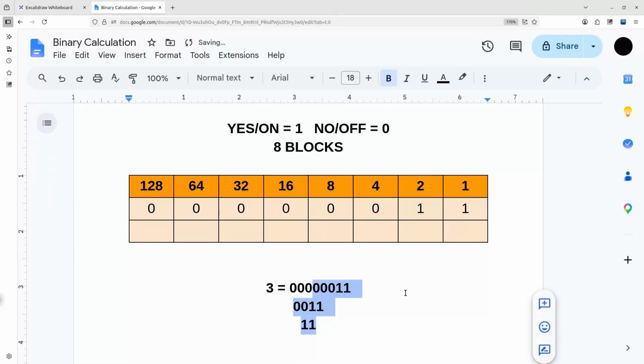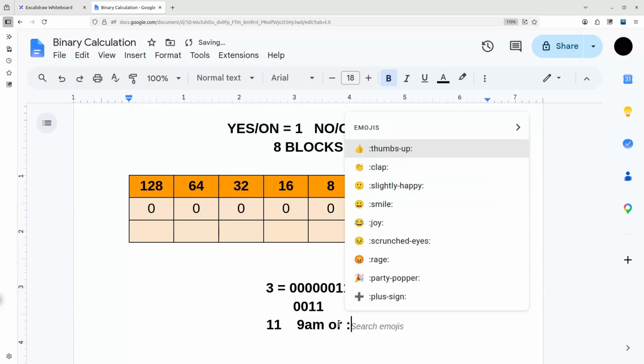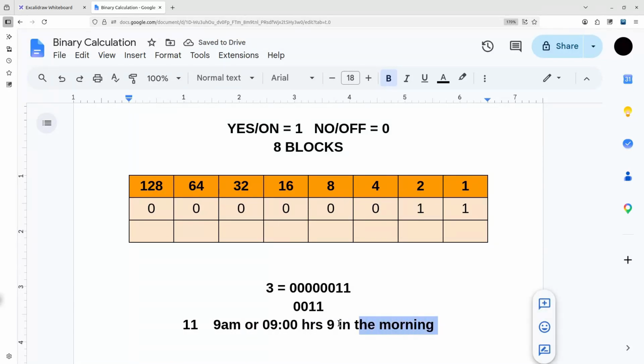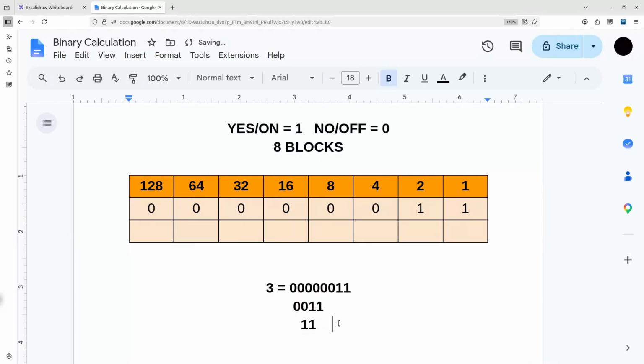All these 3 are valid binary combination representations of the number 3. Okay, and if you're confused, just remember it's like 9 a.m., or if you say, I don't know, 0900 hours, also valid. 9 a.m. also valid. 9 in the morning also valid. All these 3 formats are valid.